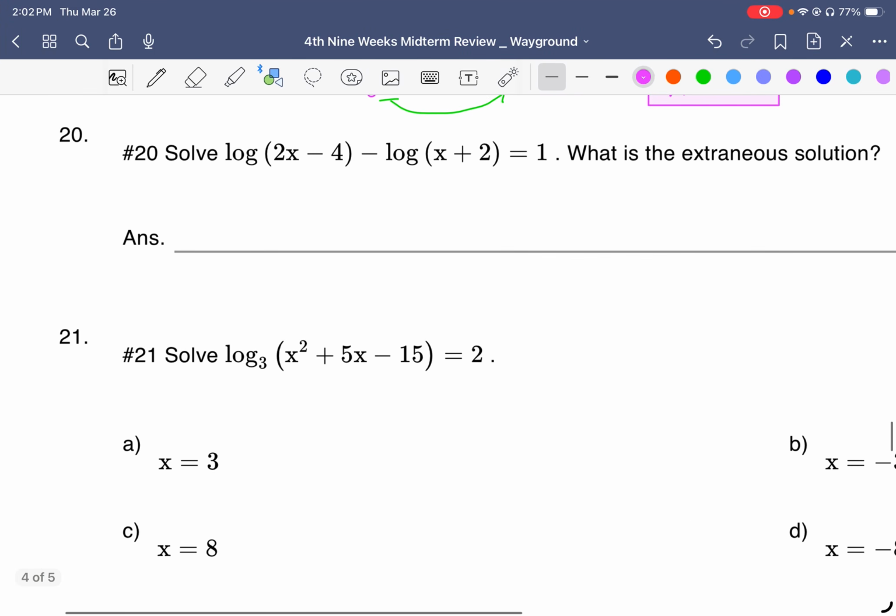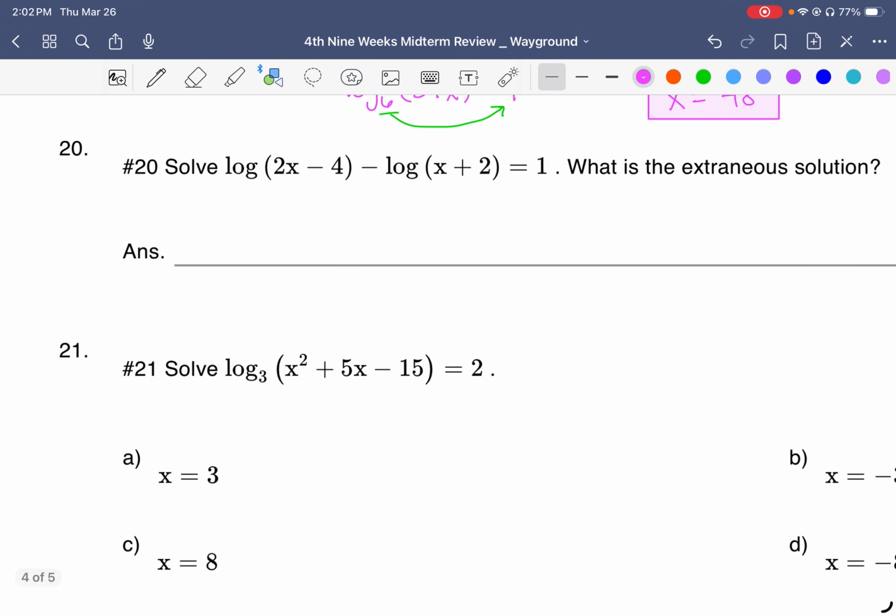Okay, let's solve the next one. Log of 2x minus 4 minus log of x plus 2 equals 1. Okay, so I have two logarithms. They have the same base. Remember that if the base is imaginary, there is an imaginary 10 there. None of the logs have a coefficient, meaning that there's no numbers in front. So I can focus on this minus sign, which indicates that we're going to divide the arguments. So this will be log base 10 of the first argument divided by the second argument, and then it equals 1. Now I can do my loop-de-loop.